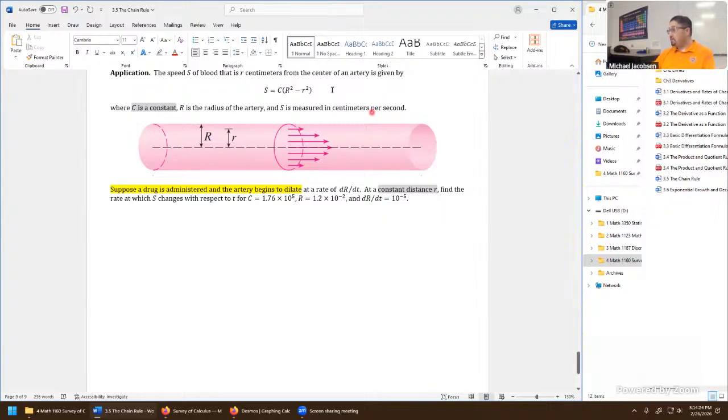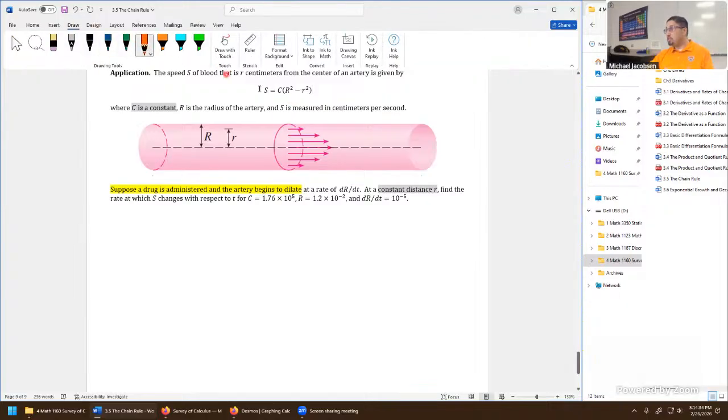Chain rule problems in a biology setting like this are kind of messy. So let's take our time working our way through this. What is the variable? Well, we said C is constant. We also said lowercase r is constant. But what's changing? The artery is dilating. That's our variable. The radius of the artery itself is the variable.